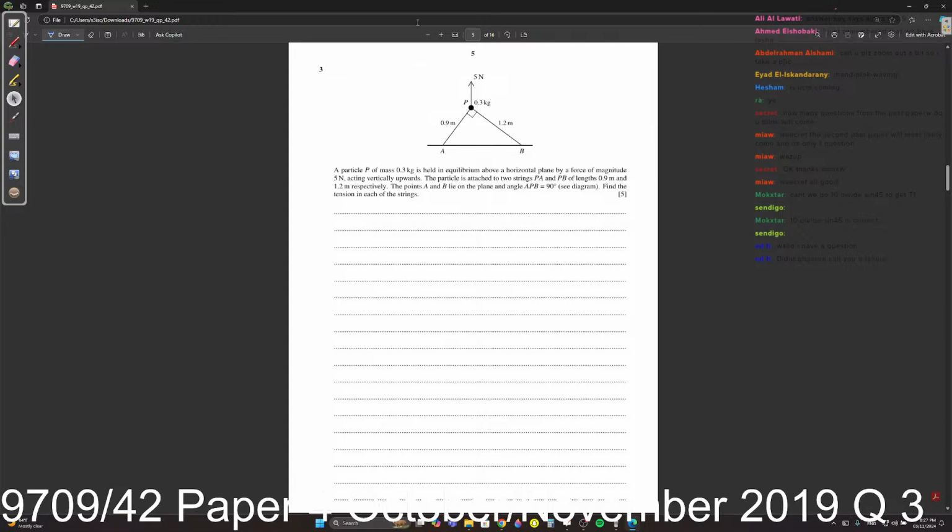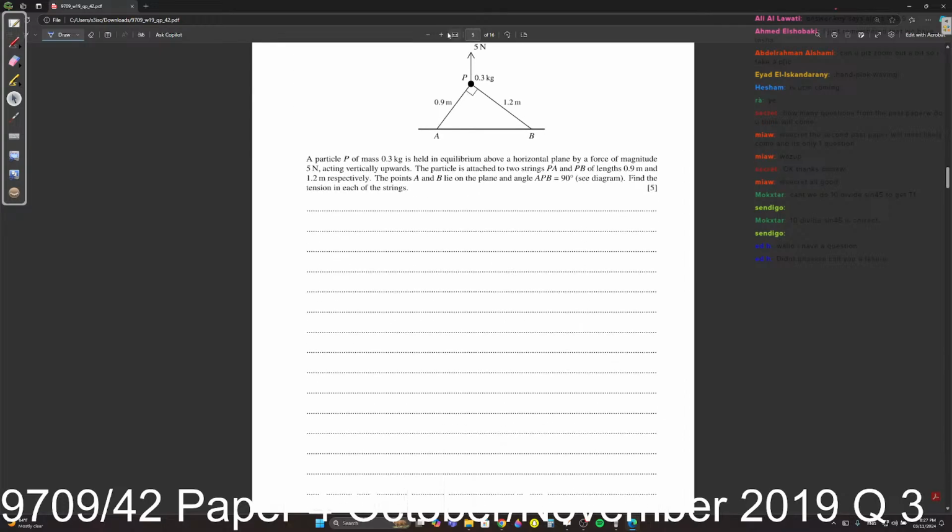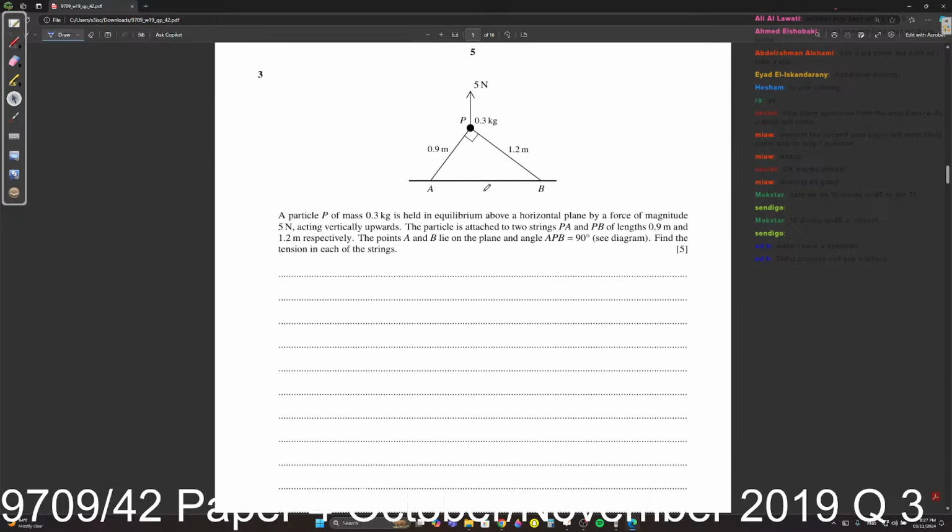Okay. A particle P of mass 0.3 kilograms is held in equilibrium above a horizontal plane by a force of magnitude 5 newtons acting vertically upwards. The particle is attached to two strings PA and PB of length 0.9 meters and 1.2 meters respectively. The points A and B lie on the plane and angle APB is equal to 90 degrees. See diagram, find the tension in each of the strings.